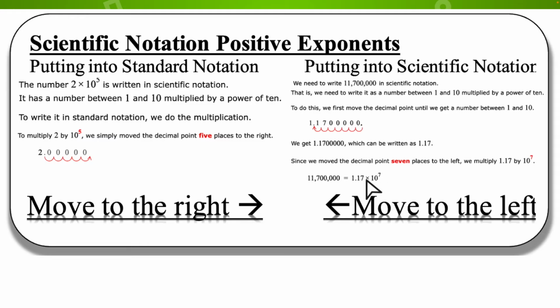And we can actually read this a lot of the time when we hear scientific notation in the real world. We would hear 1.17 million. That's actually a more common way of saying it. Instead of saying times 10 to the 7th power, when you hear something like 1.2 million, that's actually scientific notation. They're just using a different way of saying it.